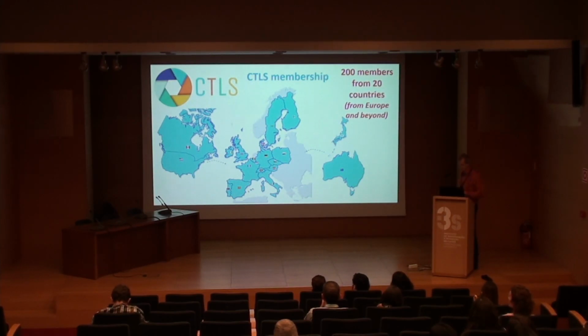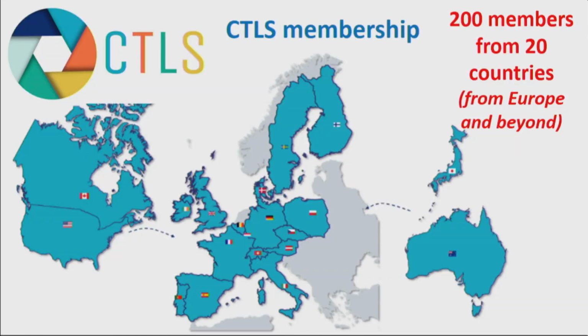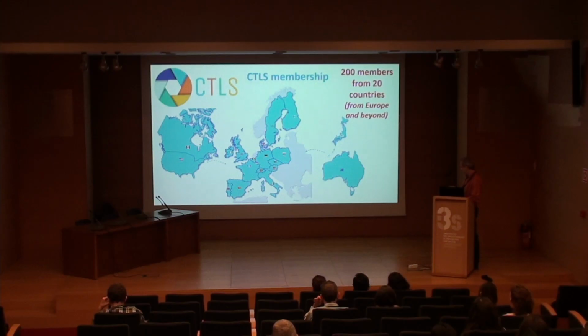So, what is CTLS at the moment? Currently, CTLS as an association has 200 members, plus or minus 5, from 20 countries of Europe and beyond. We are not strictly limited to Europe. We have a few members from North America, Australia, and Japan. But of course, the natural focus of CTLS is Europe. As you see, Portugal is here. Among the 200 members, there are 6 members from Portugal, but they all happen to be working in Lisbon. They come from Instituto Gulbenkian de Ciencia and from Champalimaud Foundation. And of course, people from i3S are more than welcome to join.